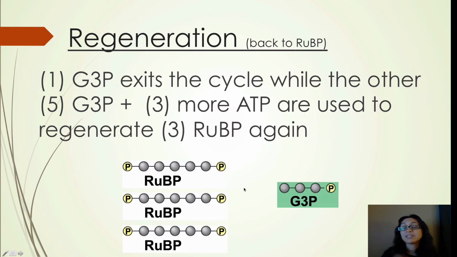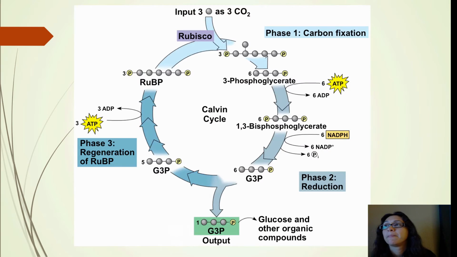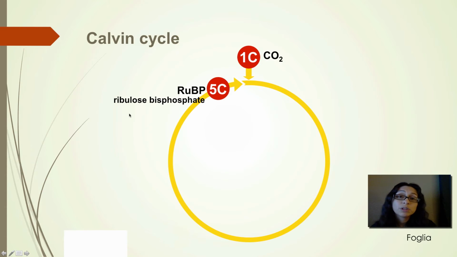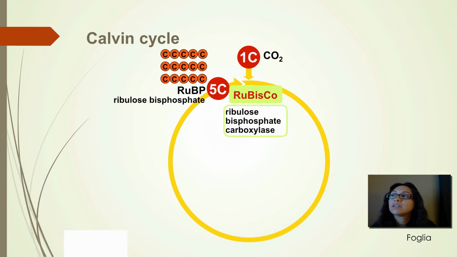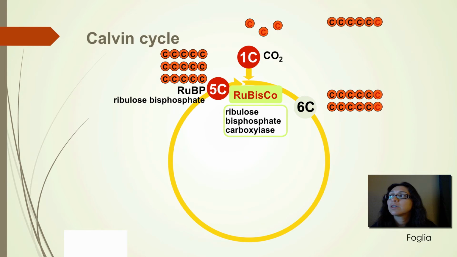Now, it's going to be a series of steps. You don't have to know the steps, but a series of steps are going to occur, and it's going to involve using 3 more ATP in order to get back to the RuBP. This is a really cool one that I got from another teacher who obviously put a lot into this slide. So here's our 3 RuBP. Here is our 3 carbon dioxide molecules. Mix, and there's our 6-carbon intermediate.